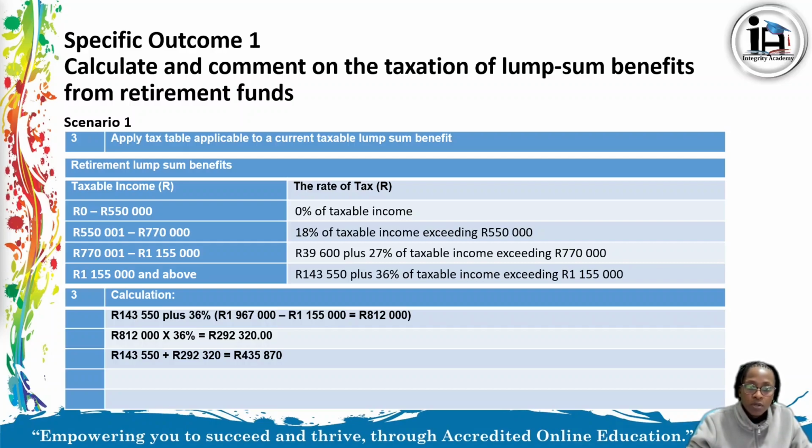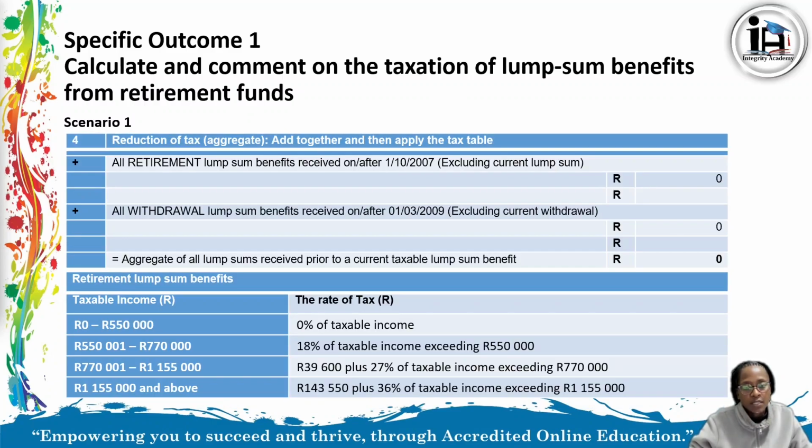Therefore, it will be 1,967,000 minus 1,155,000, which is 812,000. That 812,000 we multiply by 36%, giving us a total of 292,320. And it doesn't end there. Remember that to the 292,320 we have to add the 143,550, giving us a total of 435,870. Then number four, reduction of tax: we add together and then apply the tax table.